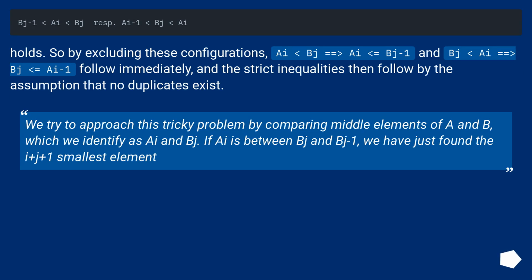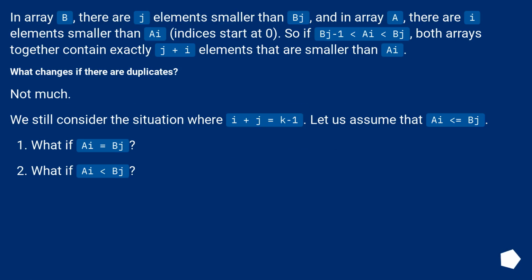We try to approach this tricky problem by comparing middle elements of A and B, which we identify as ai and bj. If ai is between bj and bj+1, we have just found the i plus j plus 1 smallest element. In array B, there are j elements smaller than bj, and in array A, there are i elements smaller than ai. Indices start at 0. So if bj-1 is lower than ai is lower than bj, both arrays together contain exactly j plus i elements that are smaller than ai.